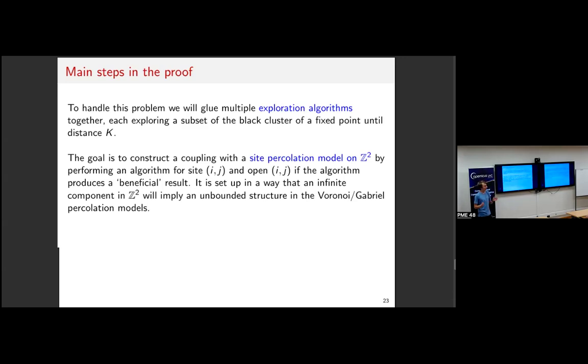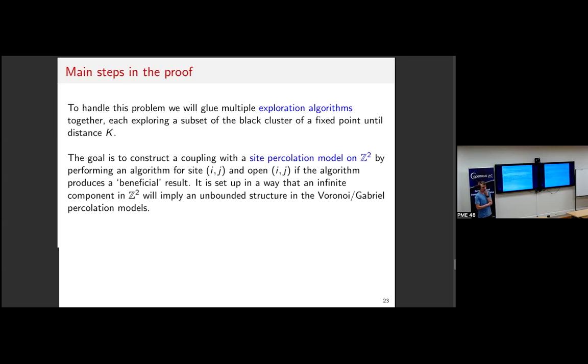And if the exploration algorithms behave nicely, we will open the side in the side percolation model, and we set up the things in a way that if there exists an infinite component in the side percolation model, then also there will be an infinite component in the Voronoi model or in the Gabriel model. And of course, a bit hand wavy here to not have too many technical things on the slides.